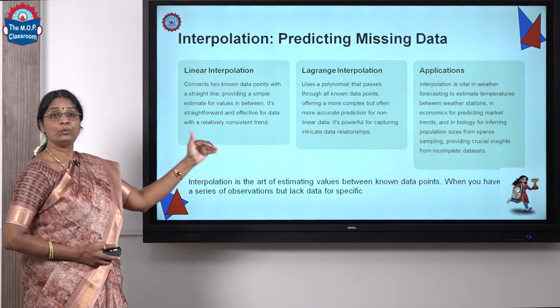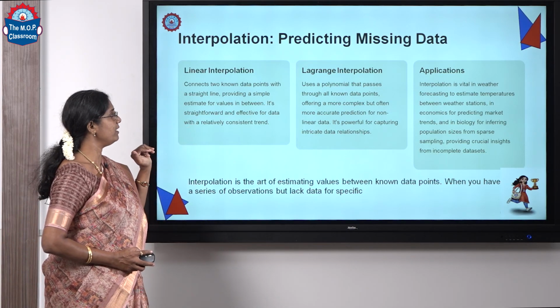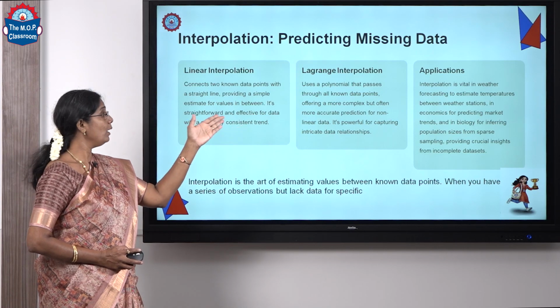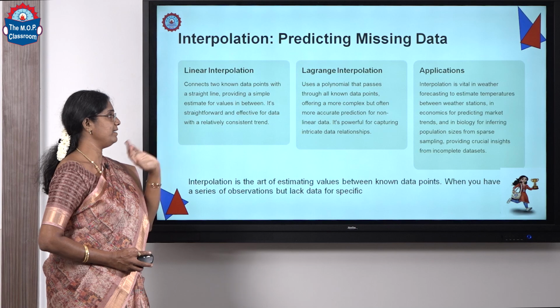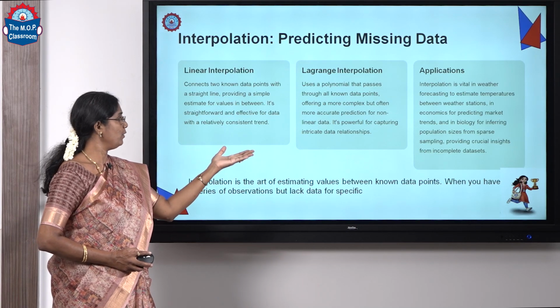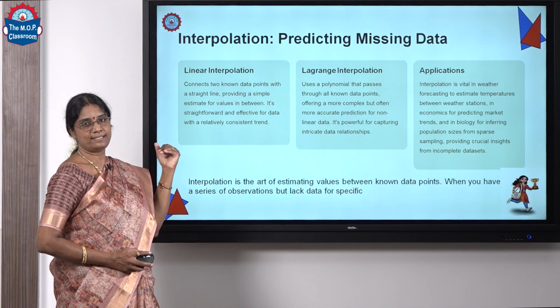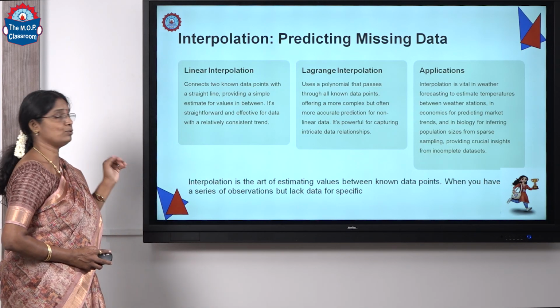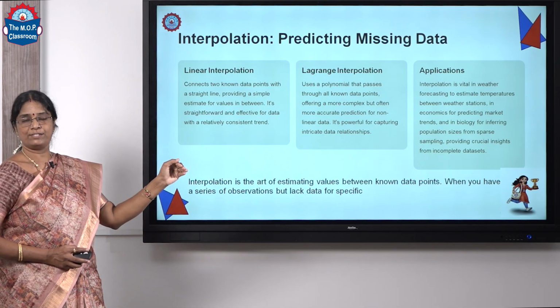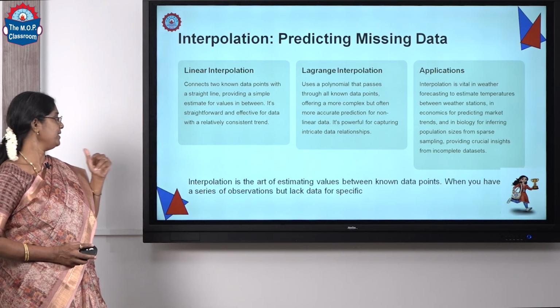So mainly these two interpolation techniques are used in our real life, which is nothing but, as I said earlier, weather forecasting to estimate the temperatures between two weather stations or anything else. It has even been used in economics, as well as to find population sizes, which is very well known to everyone, and even in sampling cases also. So these are the different real life situations where this numerical technique is being adopted.